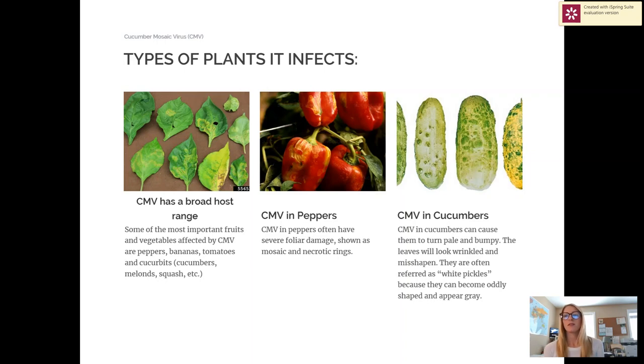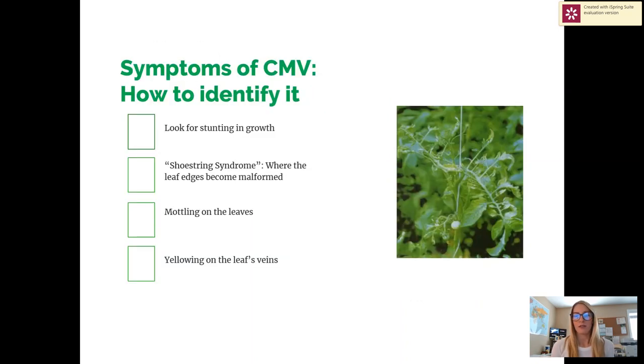There are slightly different symptoms here. You'll have severe foliar damage, mosaic and necrotic rings, and spots. With cucumbers, they turn pale and bumpy. The leaves of these plants also turn mosaic, which makes them look wrinkled and misshapen. Often the fruits are oddly shaped and appear gray, and this has coined the term white pickles. So when you hear that, they're referring to the appearance this disease gives cucumbers. Currently, there's no known risk of eating plants infected with the virus, but the cucumbers can taste bad, so I wouldn't suggest it.